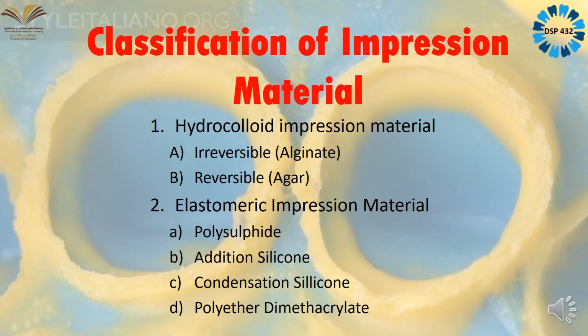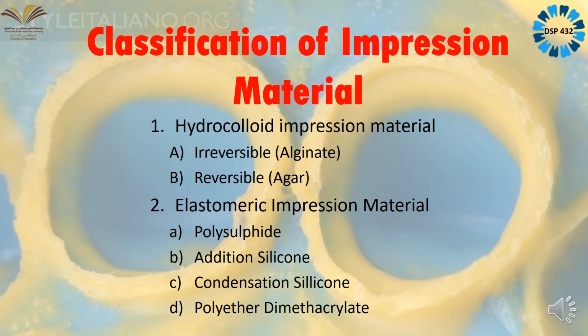Agar is also one of the good materials which has good elasticity, but unfortunately the cost of using agar is very high. It requires a lot of armamentarium, so it is very inconvenient to use agar or reversible hydrocolloid for your diagnostic impression. Second we have your elastomeric impression, which we use generally for your final impression.